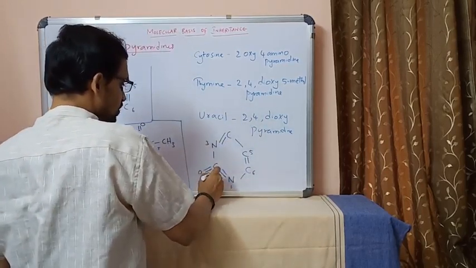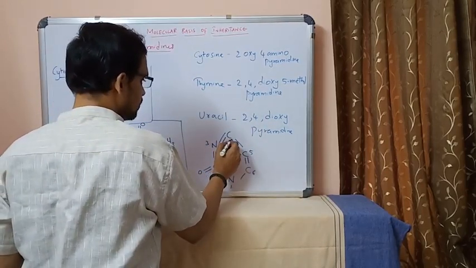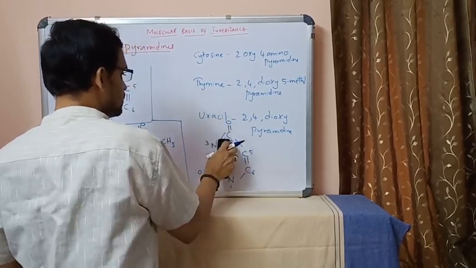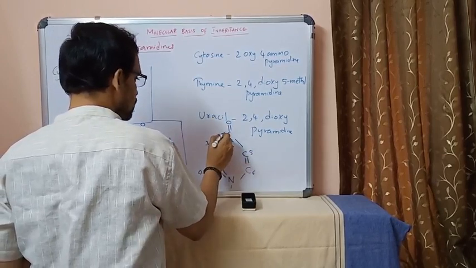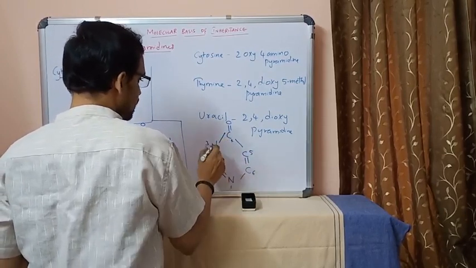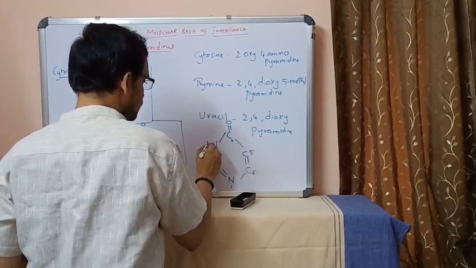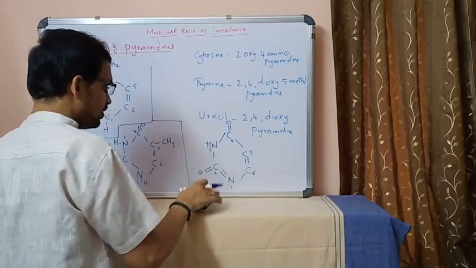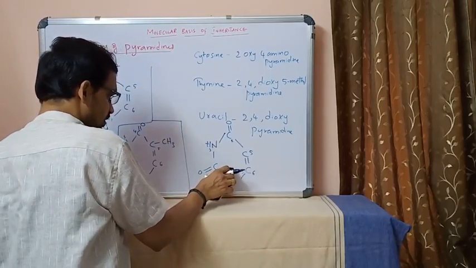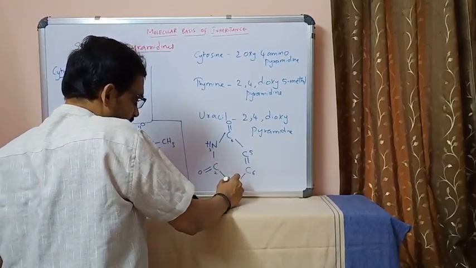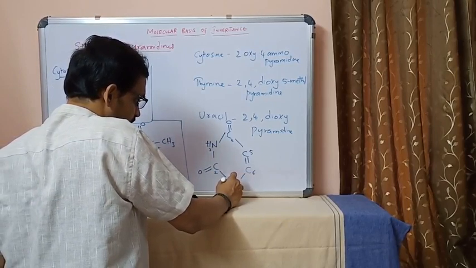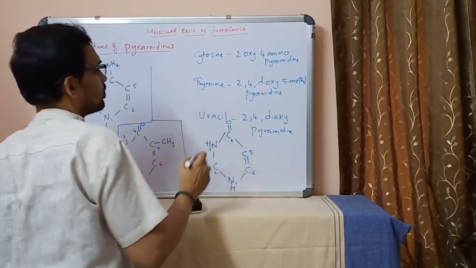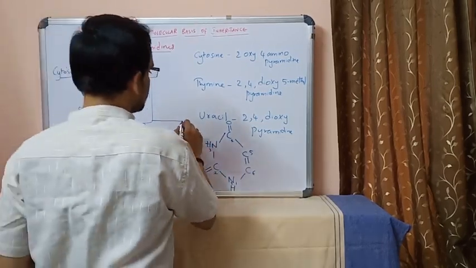The second position and the fourth position, oxygen. Here the valency of carbon is 4, so the bond here shifted and here it forms the NH. Here also same, the valency of the carbon is 4, so here you can remove one bond and here it becomes NH. So this is the structure of uracil.